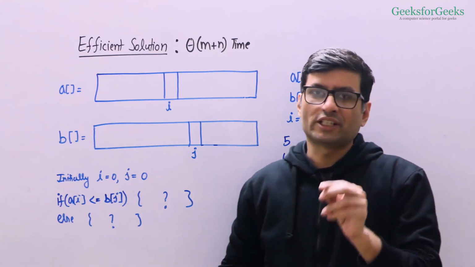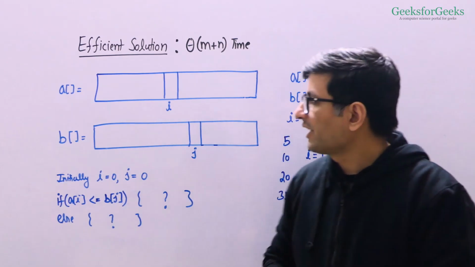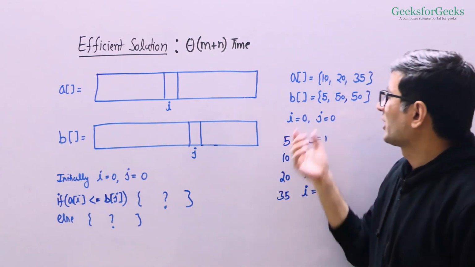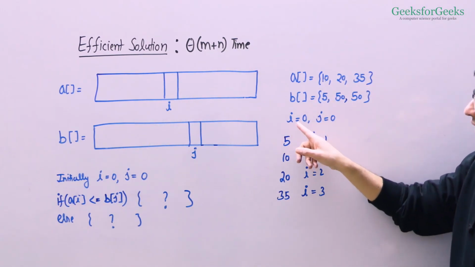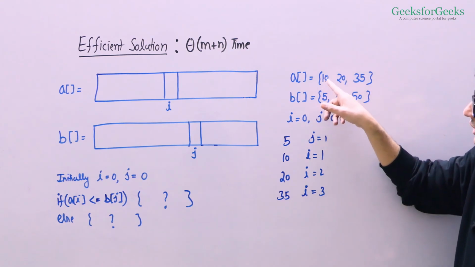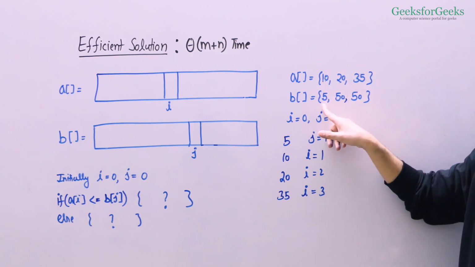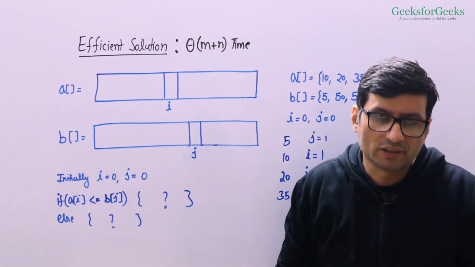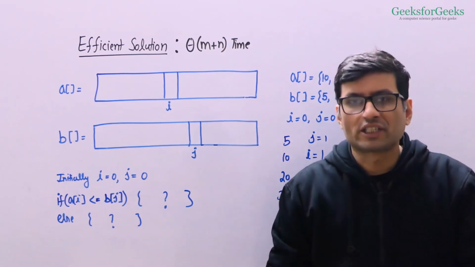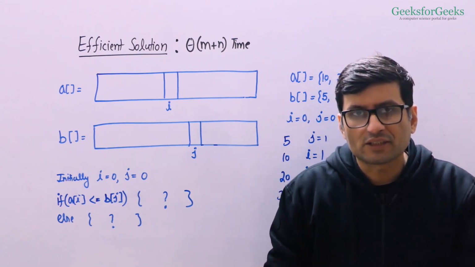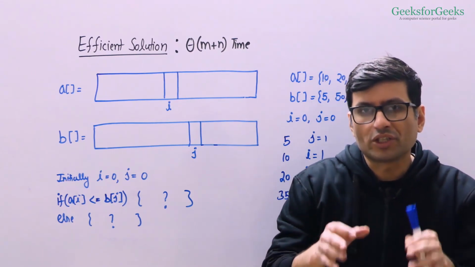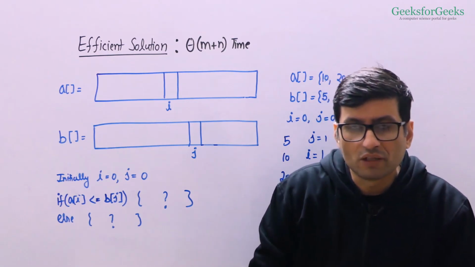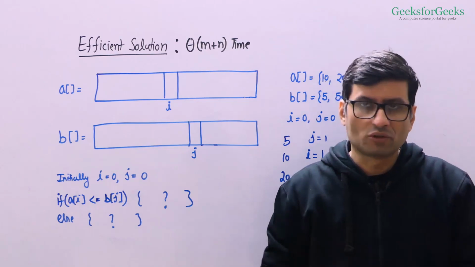We are going to use two index variables I and j. I to access array A elements, j to access array B elements. For example, if you have these two arrays, you will have I and j initially 0, which means you are currently referring to 10 and 5. So what you are going to do is, you are going to compare A[i] with B[j], right? Then there are two cases that we are going to handle. The first case is when A[i] is smaller than or equal to B[j], right? Which means B[j] is either greater or equal. And the other case is when B[j] is smaller, right?